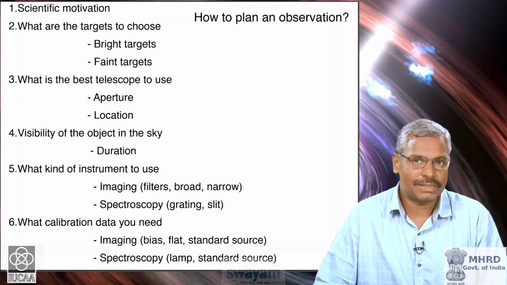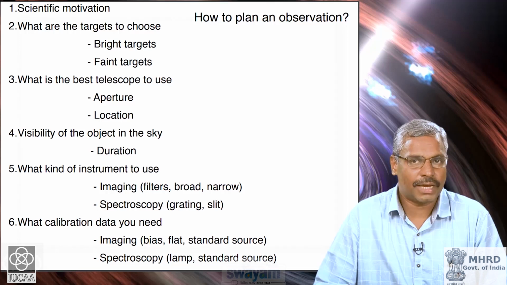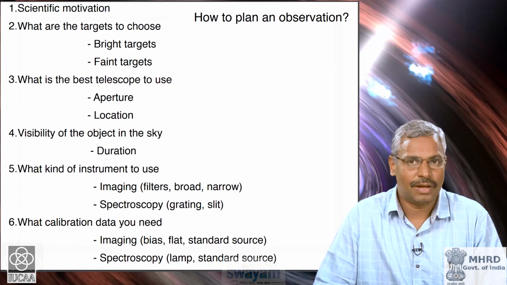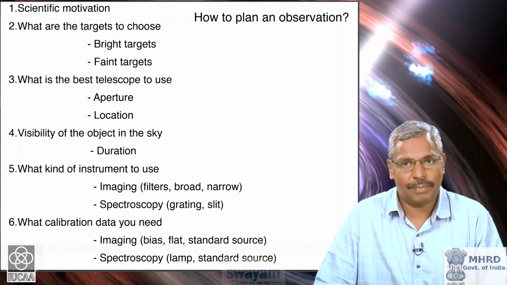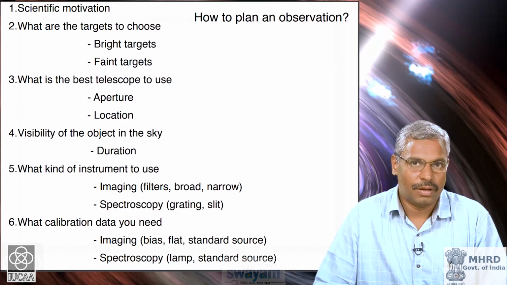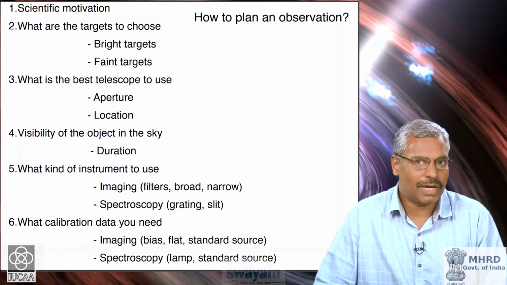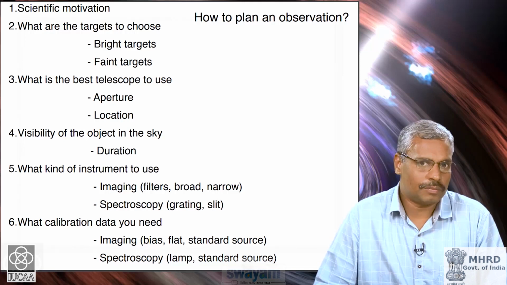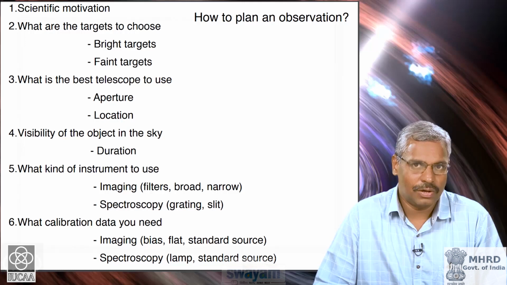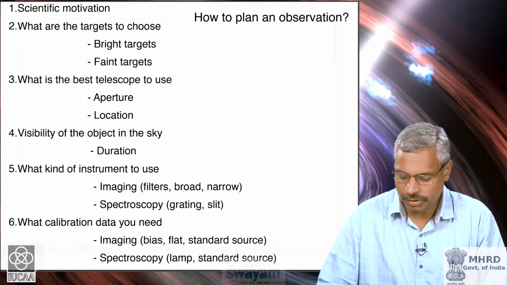So, in the case of imaging observations, we need to carry out certain calibration observations called bias observations, flat field observations, as well as we have to observe some standard source to bring the measurements to a standard scale. In the case of spectroscopy, we have to carry out lamp observations to put our observations on wavelength scale, as well as we have to observe some standard stars to convert our observations to standard units.